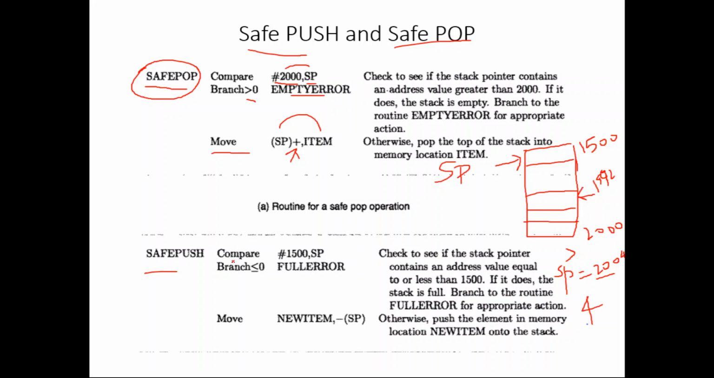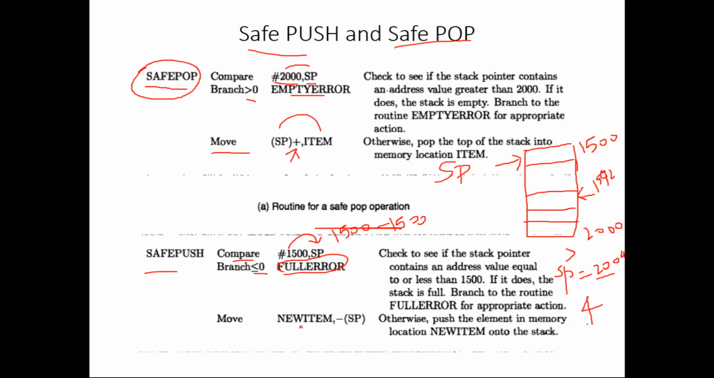So for that we are writing compare #1500, SP. Okay, so in this case let us assume SP is 1500. So it will subtract 1500 from SP, I mean SP is 1500 minus 1500, which is 0. Okay, so what it says, branch less than or equal to 0. If it is less than or equal to 0, it will say it is error. You getting? That is full error. That is already stack is full. You cannot push, right? If this condition is not satisfied, then you can push.